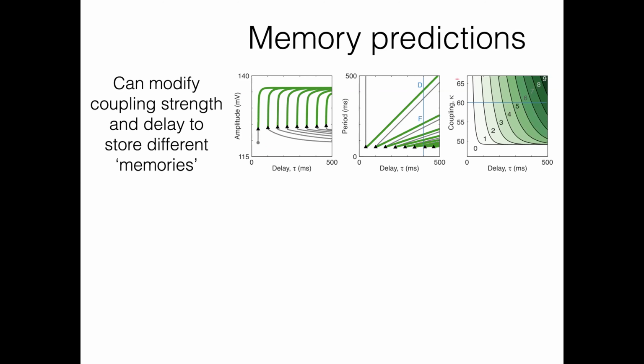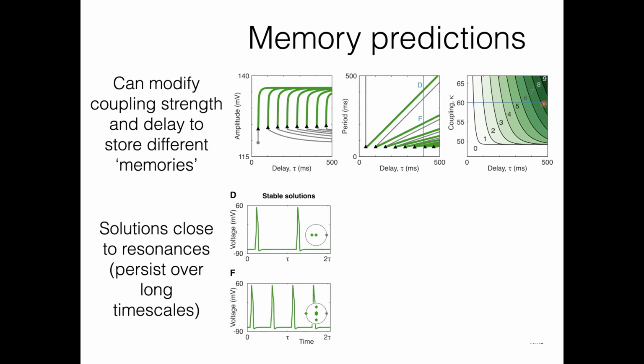Moreover, if we look at the two-parameter bifurcation diagram, where we're now changing coupling and the delay, we can trace out fold of limit cycle bifurcations that basically take us to regions where we can express different numbers of stable patterns. The number of patterns that we can store is indicated here in these little patches. So here we have 1, then 2, then 3, then 4. And in these panels here, we're just taking a slice at kappa equals 60.